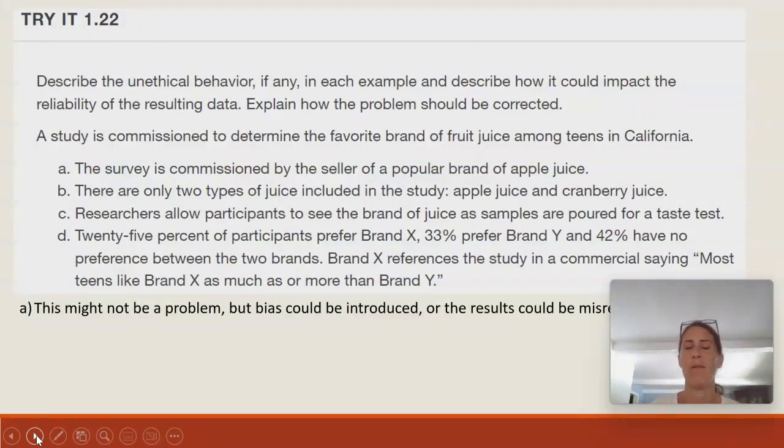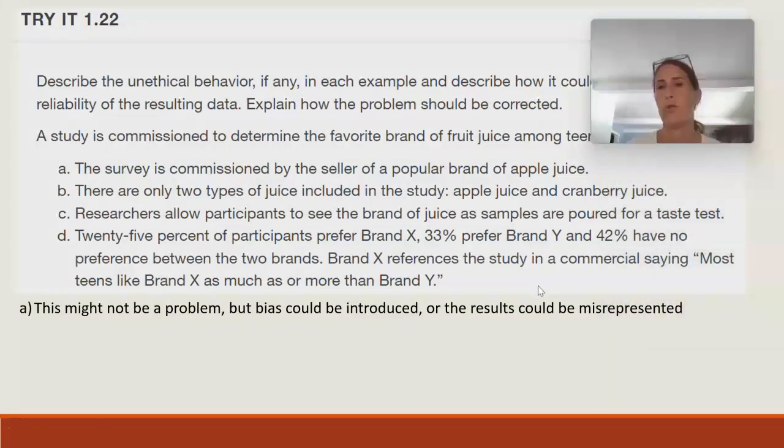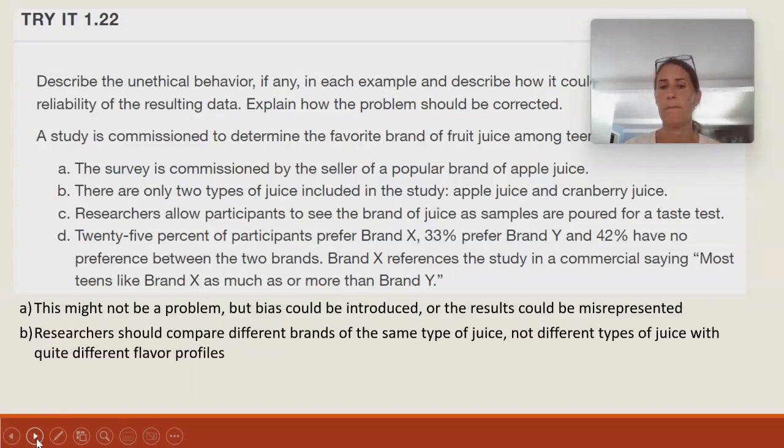It might not be a problem, but bias could be introduced, or the results could be misrepresented to benefit the producer of the juice. B, there are only two types of juice included in the study, apple juice and cranberry juice. What could be wrong with this? Well, these are two very different juices, and researchers should compare different brands of the same type of juice, not ones that taste totally different.